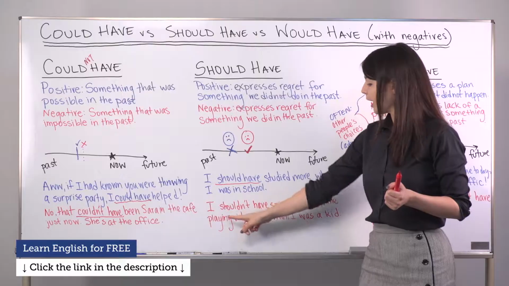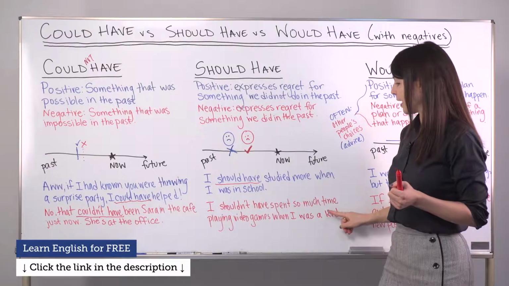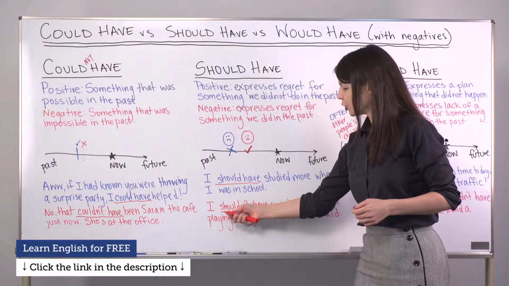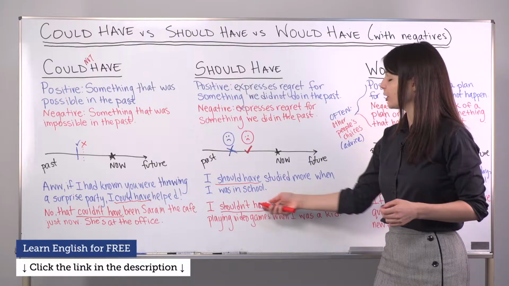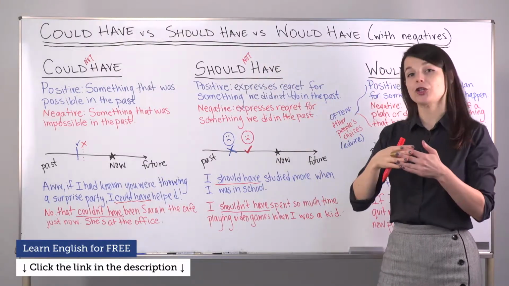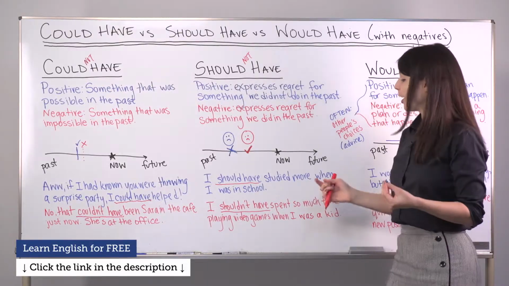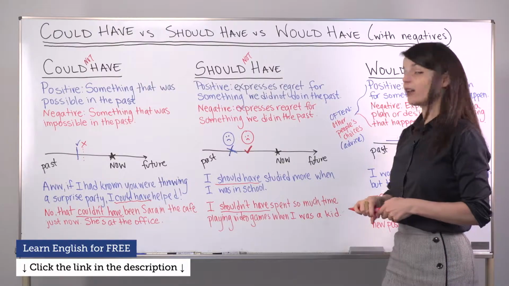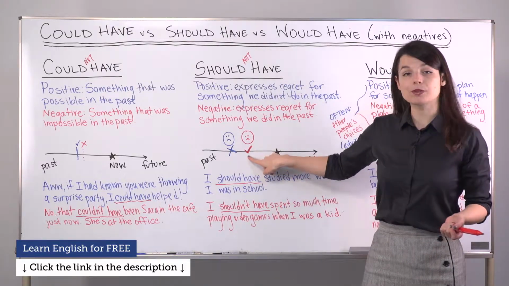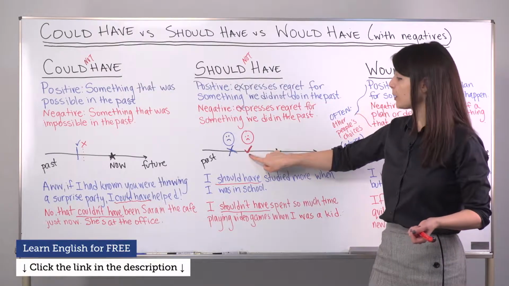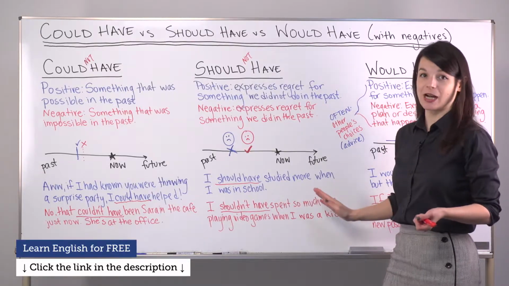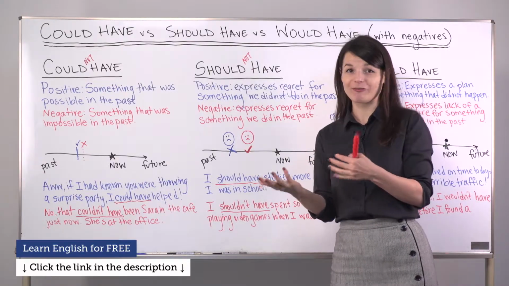An example: I shouldn't have spent so much time playing video games when I was a kid. So here I've used shouldn't have. Should not have is how we make the negative form. I've reduced it to shouldn't have in rapid speech. I shouldn't have spent so much time playing video games. So what's the action here? The speaker played video games when he or she was a child. The speaker now regrets that. The speaker says, I shouldn't have spent so much time. I should have spent less time playing video games.